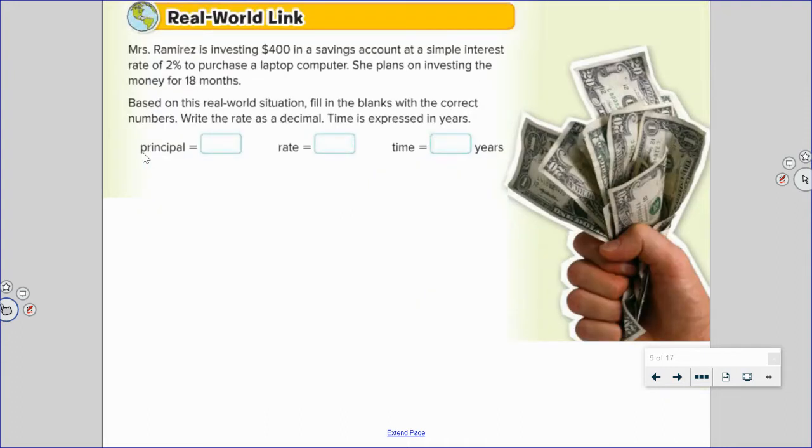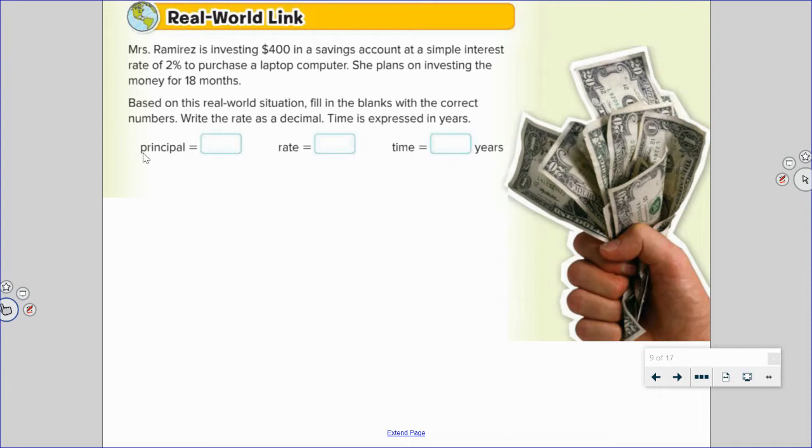Got an example right here. Mrs. Ramirez is investing $400 in a savings account at a simple interest rate of 2% to purchase a laptop computer. Fascinating why anyone would borrow money for a computer. She plans on investing the money for 18 months. Oh, she's not borrowing money. She's investing money. Wake up, Mr. Callan. So based on real world situation, fill in the blanks with the correct numbers.